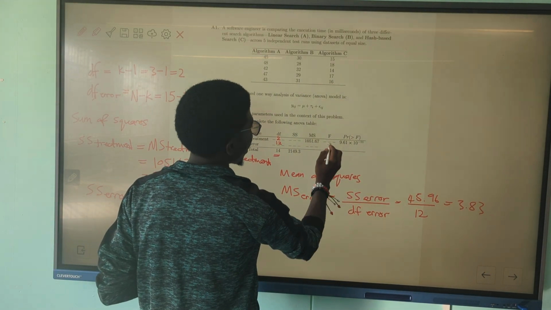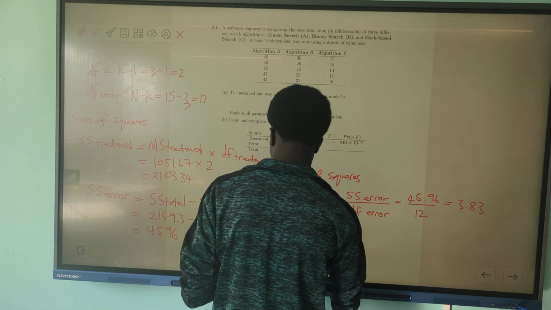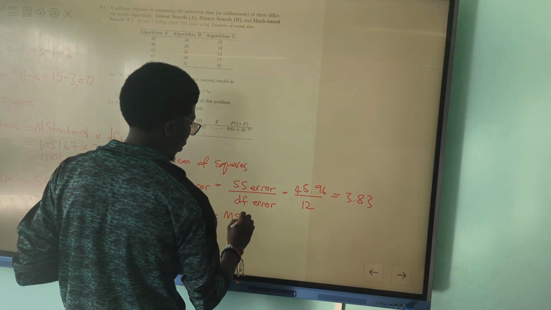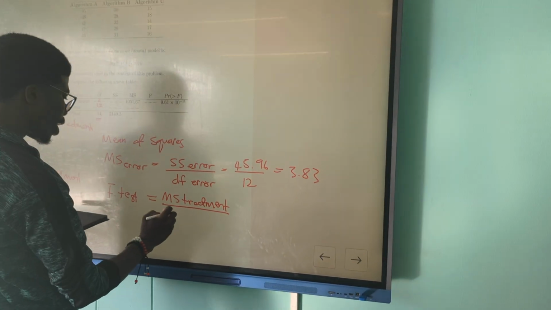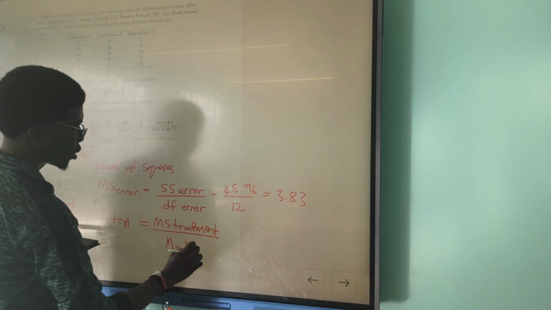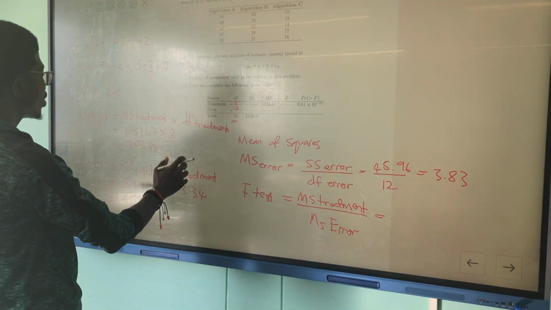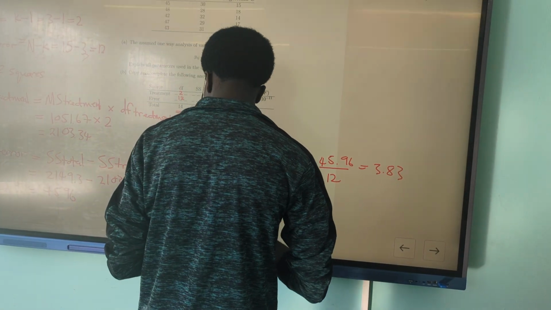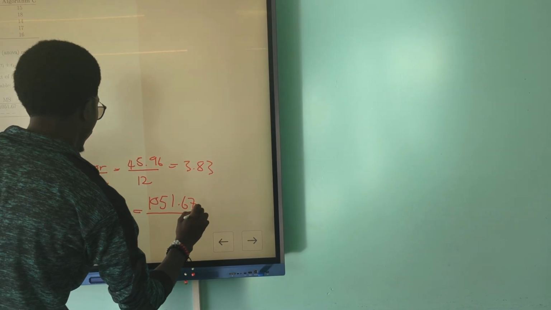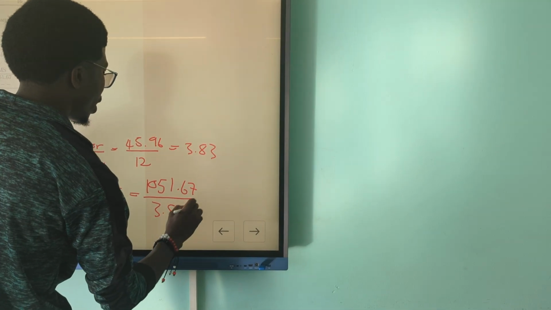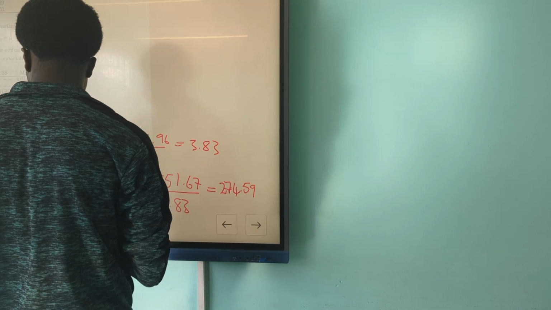Now we need to find the F test. F is equals to MS treatment over MS error, which is equals to 1051.67 over MS error 3.83, which is equals to 274.59. Are we together? Yes.